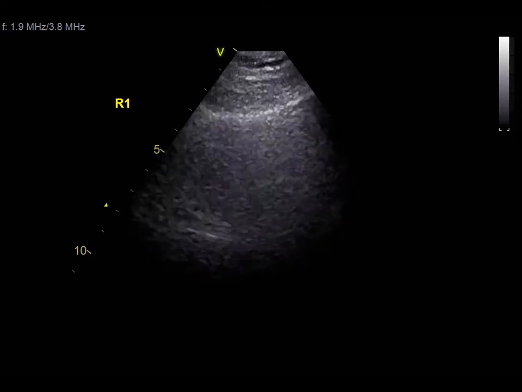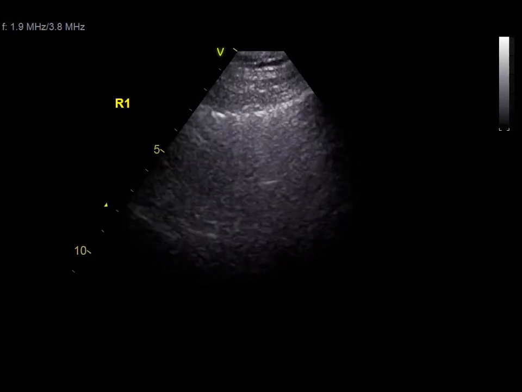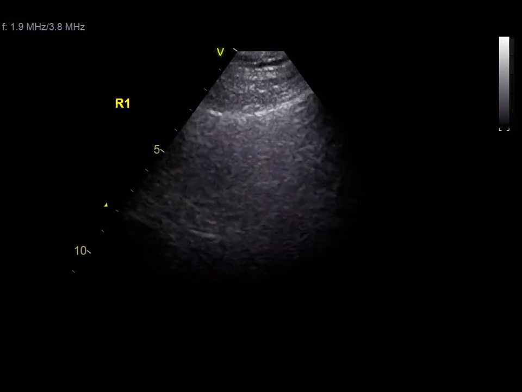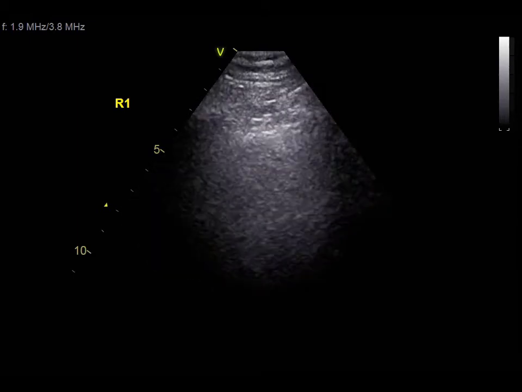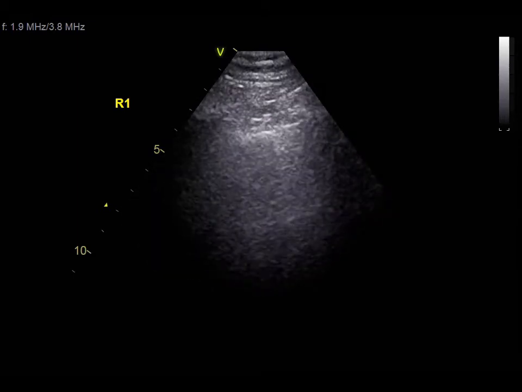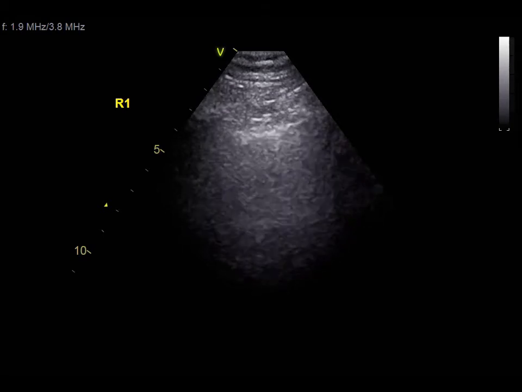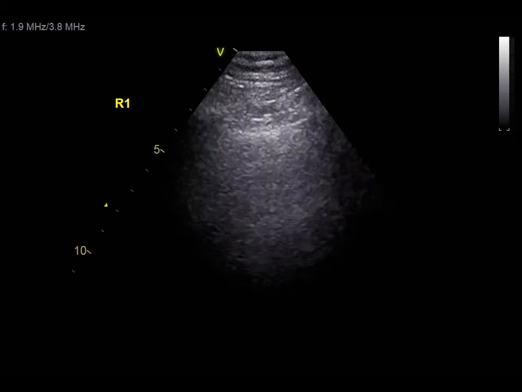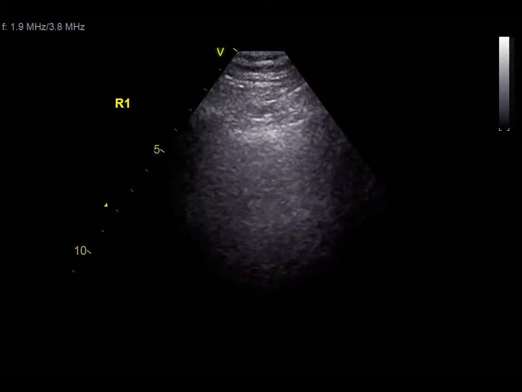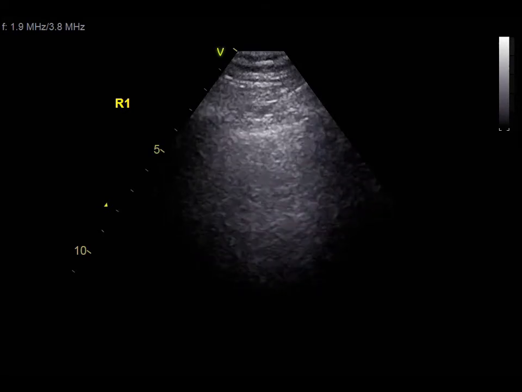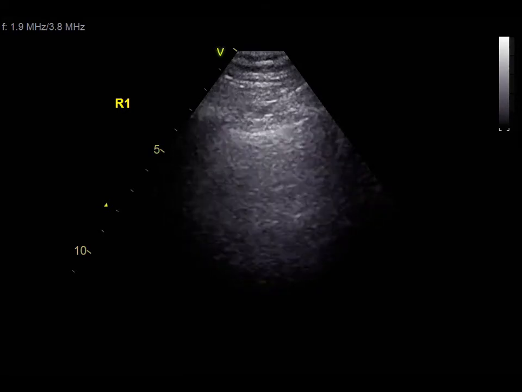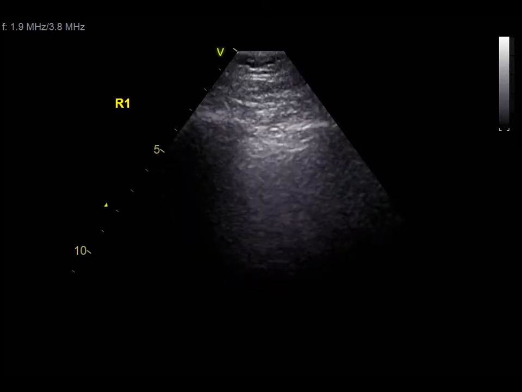So right upper zone of the lung ultrasound, this is a normal finding. You have the pleural sliding and the A pattern, which is normal. I did a few different areas, so this is still in R1, but as you see, just a few centimeters from the previous one, this one has a couple of B lines in it. So this is the patchy nature of those changes. So normal areas right next to abnormal areas.